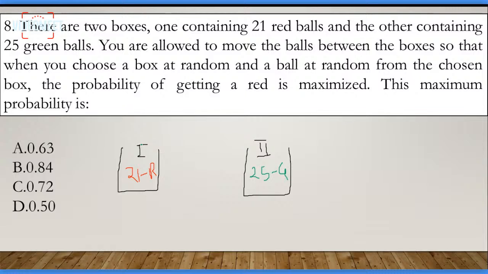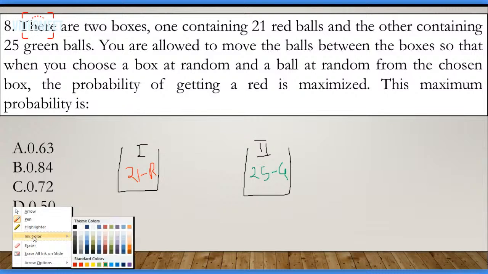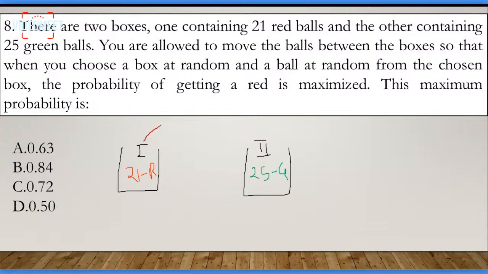If we move all 20 red balls, not 21, we move all 20 red balls into the green box. That means the remaining ball in the first box is one red ball, and here there are 20 red balls and 25 green balls after moving 20 red balls into the second box.